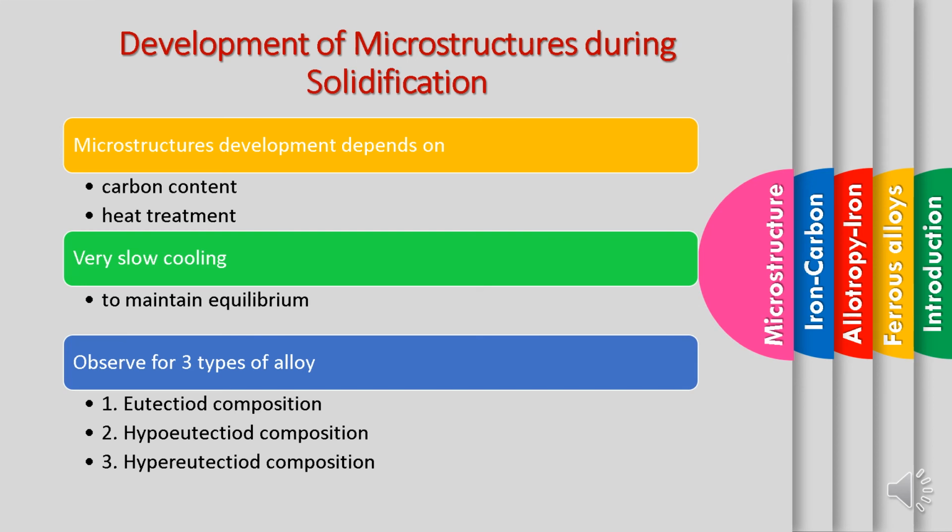Okay, let's discuss the development of microstructure during solidification. Basically microstructure development depends on carbon content, up to 6.67 percentage of carbon, and also on the heat treatment. Heat treatment we will cover in part 2. There are several types of heat treatment, including quenching, normalizing, and so on. It also depends on very slow cooling to maintain equilibrium, and we can also observe the three types of alloy, which are eutectoid, hypoeutectoid, and hypereutectoid, in terms of composition, so that we can see the microstructure in terms of composition.